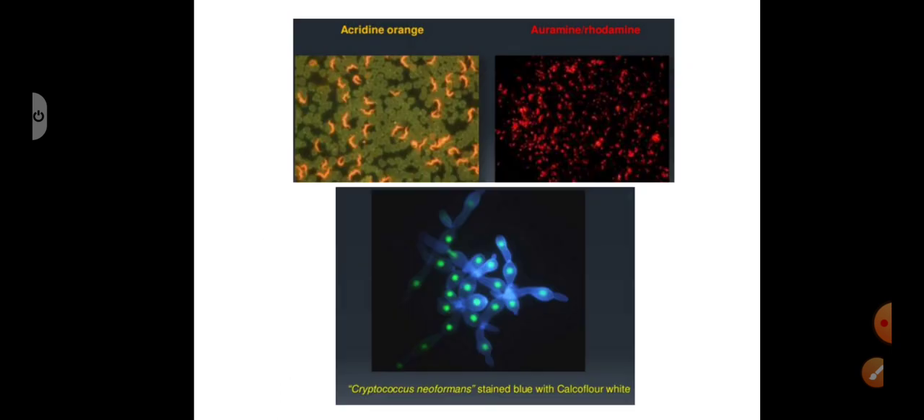So these are the images. If you use a fluorescent dye, acridine orange, you can see that this trypanosoma parasite appears orange against a dark background. Similarly, if you're using rhodamine, the microbes appear red against the dark background. And when you're using calcofluor white, here it's a cryptococcus which is appearing blue against a dark background.